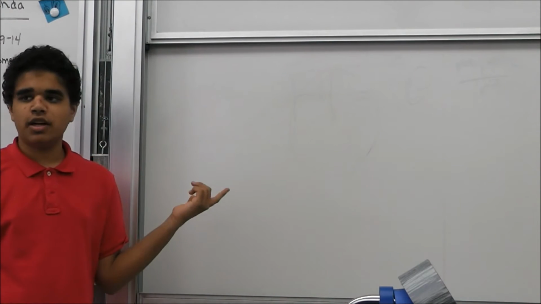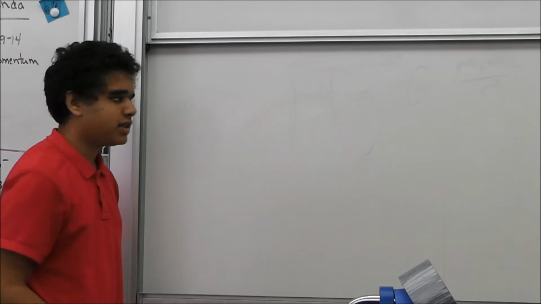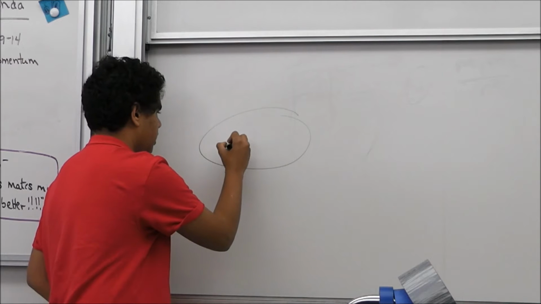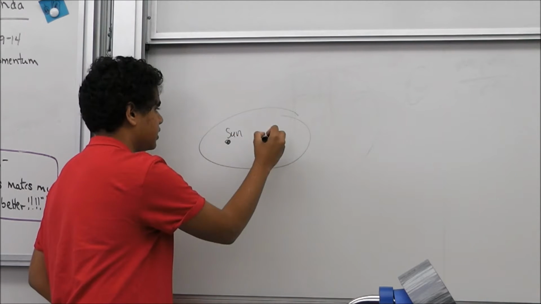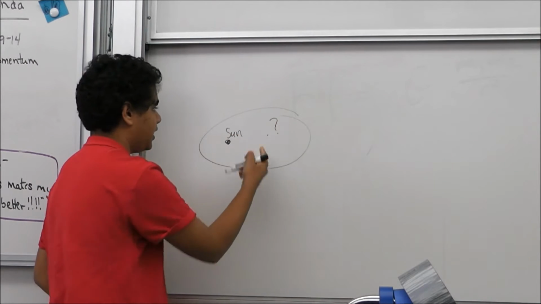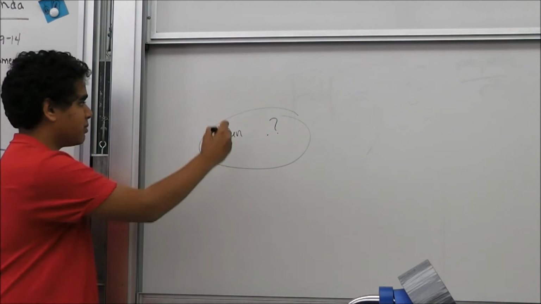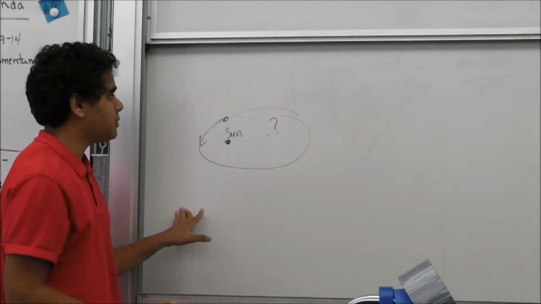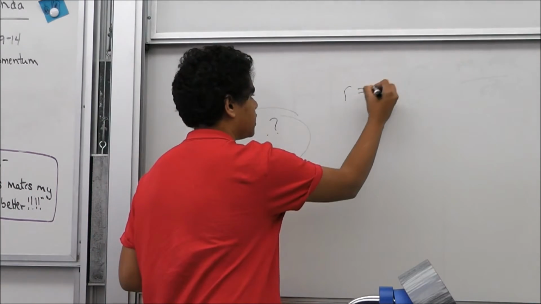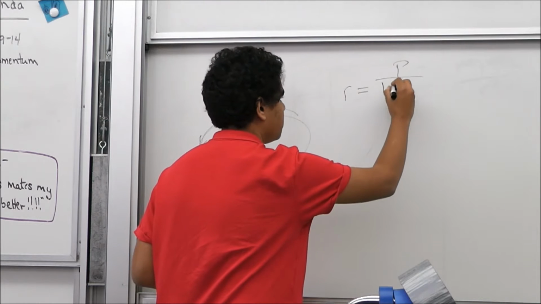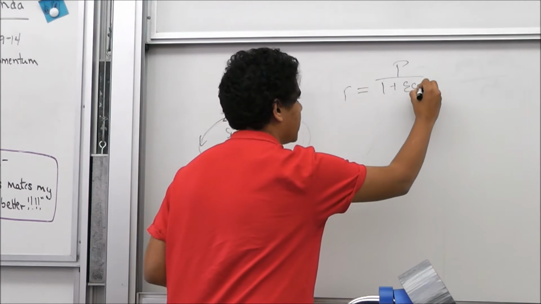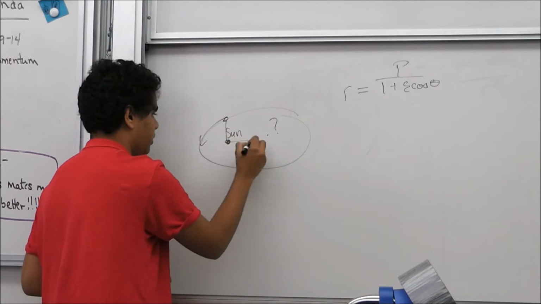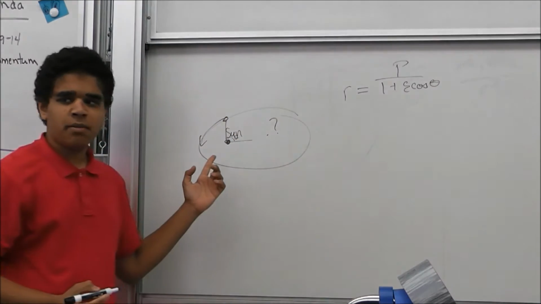Then we have Kepler's laws. So the first of Kepler's laws is that planets travel in an ellipse with the sun as one of the foci, and there's nothing in the other one. So here's your planet, it's going around. Mathematically, what this means is that radius equals p over 1 plus epsilon cosine theta, where theta is the angle between you and the planet, like that.